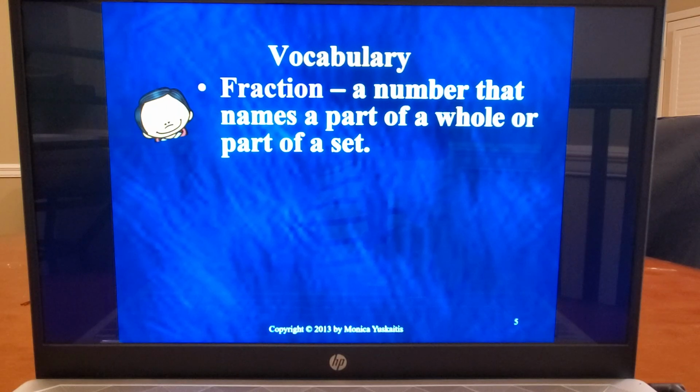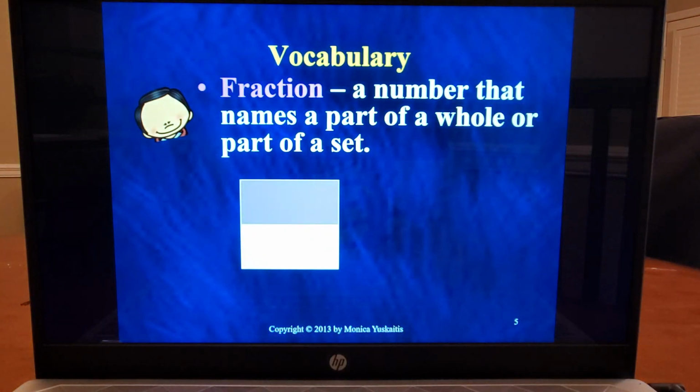Remember that a fraction is a number that names a part of a whole or a part of a set. It could be represented by a picture like this square or by the actual fraction. This square could represent 1/2 because 1/2 of the square is blue, 1/2 of the square is white.